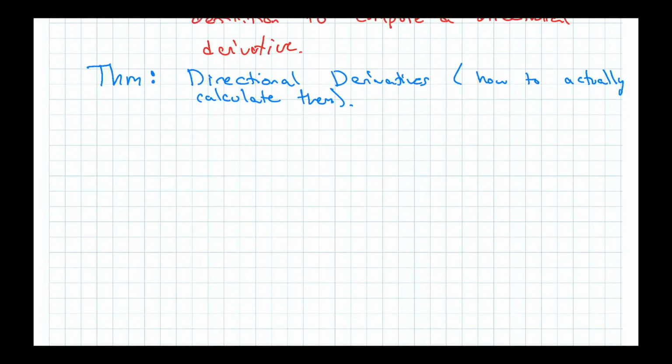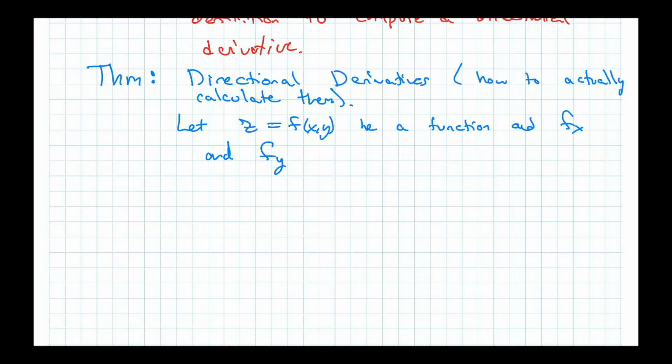Okay, so this is what you actually do. Let z equals f of x, y be a function of x and y. I hate the way they do that. They write it as a function of x and y and then say let it be a function of x and y. It's like, well, it is. You can see it. So let z equals f of x, y be a function, and fx and fy exist. These are the partial derivatives of f with respect to x and y.